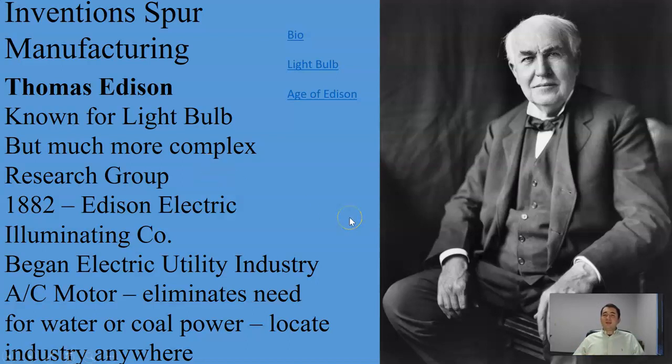And that in itself is a revolution, because that's what R&D groups do today. A lot of companies, GE, 3M, the big ones, have their own in-house research groups. And this is the beginning of that era.